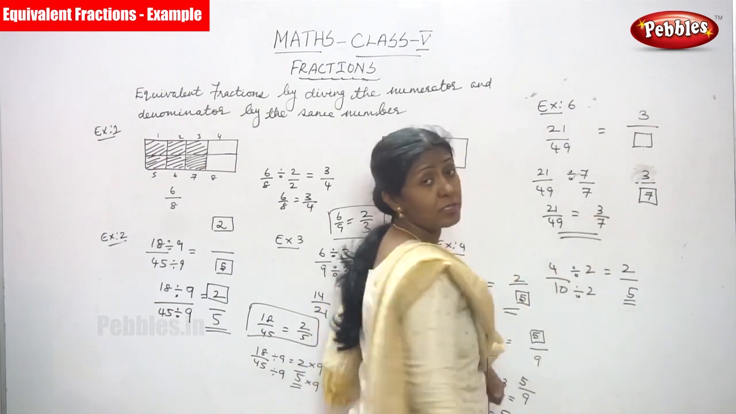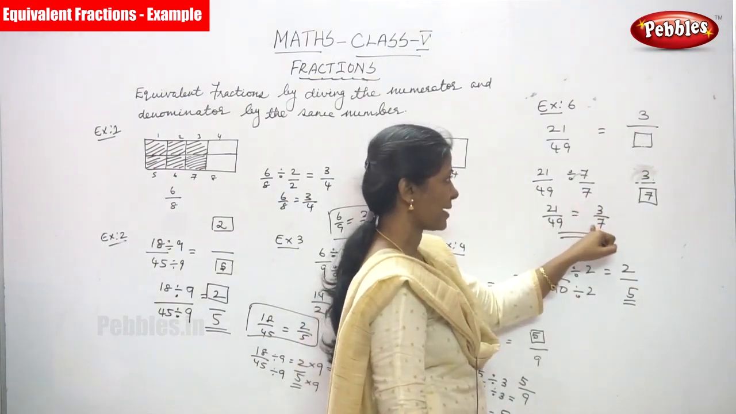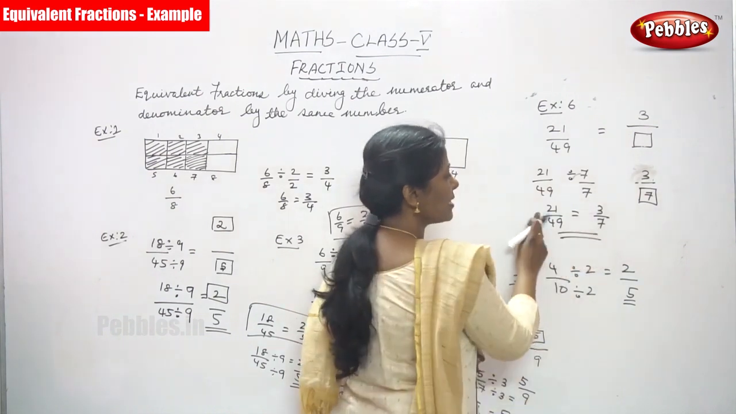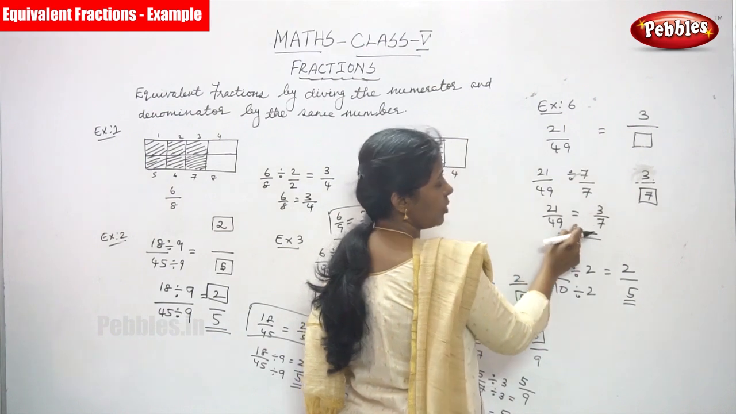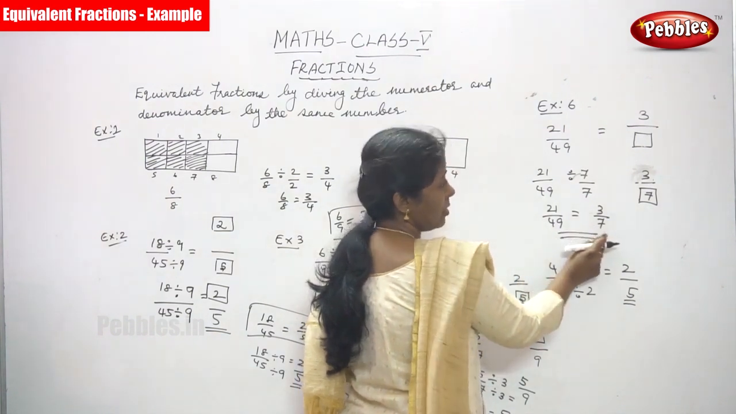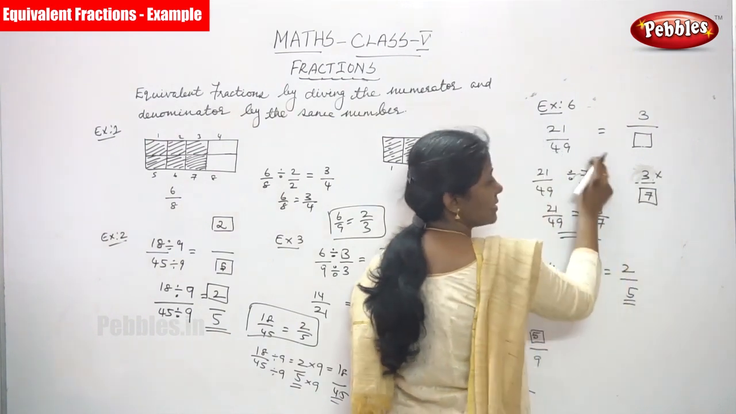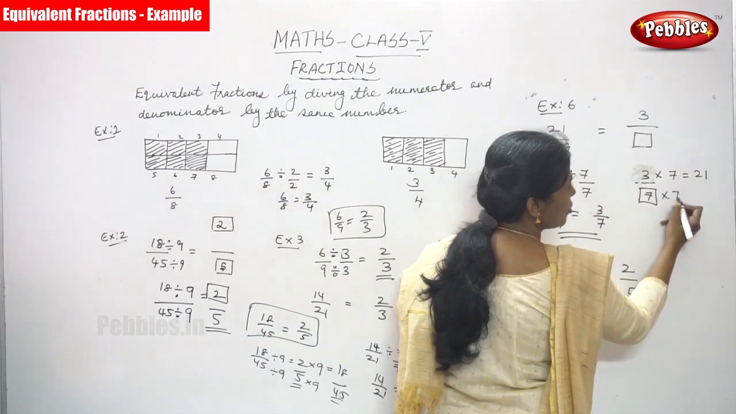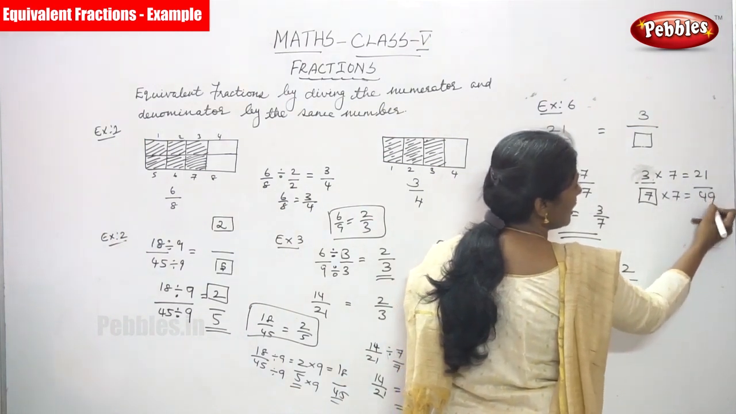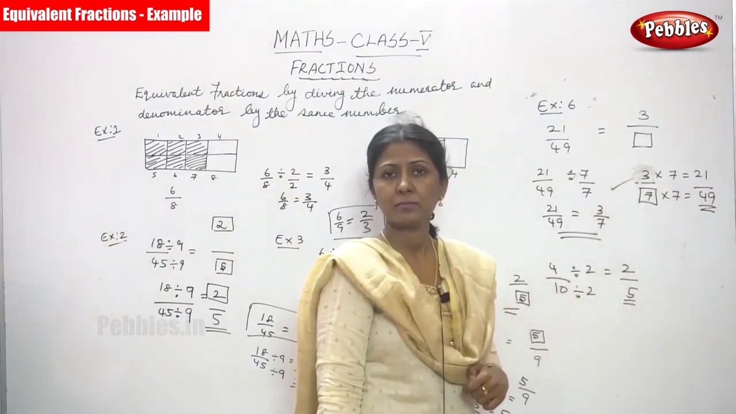Both are equivalent fractions. 21 by 49 is equal to 3 by 7. So 21 is divided by 7 means you can get what? 3. 49 is also divided by 7, you can get 7. Otherwise you can do it with the same divisor: 3 into 7 you can get 21, 7 into 7 you can get 49. If the question comes, the answer is automatically correct.